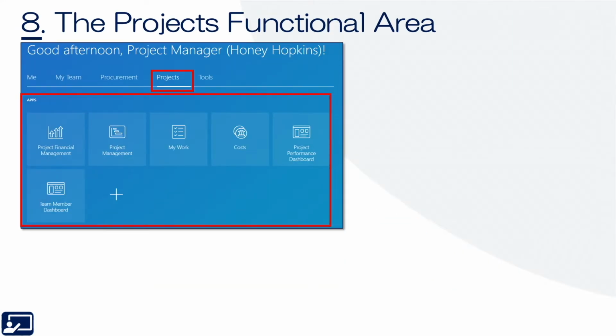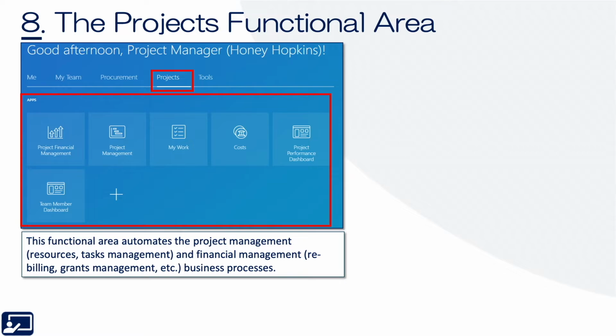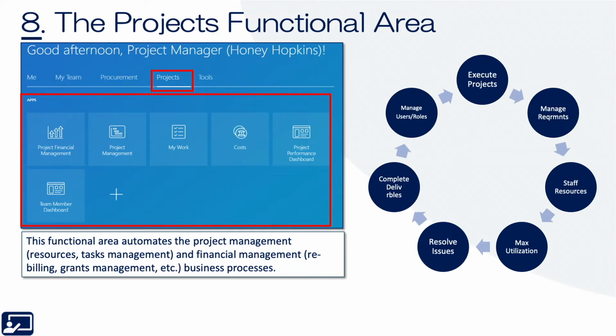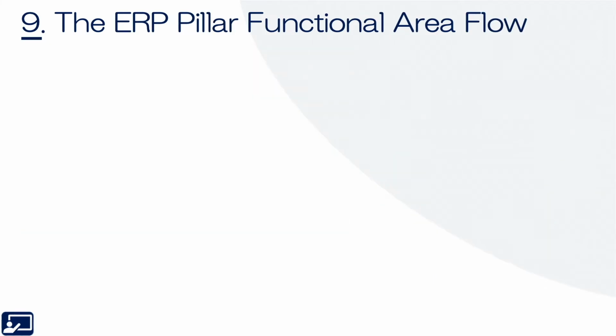Eighth topic, the projects functional area. So the image on the left shows the different applications for this functional area. This functional area automates the project management, so resources, task management, and financial management, so rebilling, grants management, etc. It automates those business processes. The image on the right shows the project's lifecycle flow. To learn more about this functional area, watch the free Introduction to Projects course under the Discover menu.